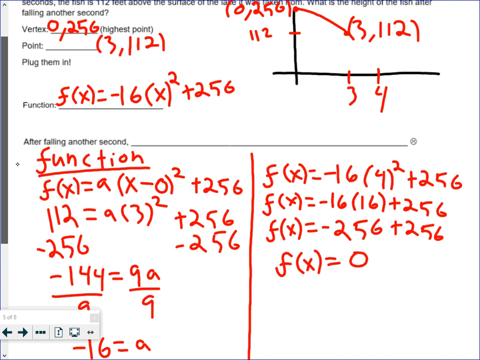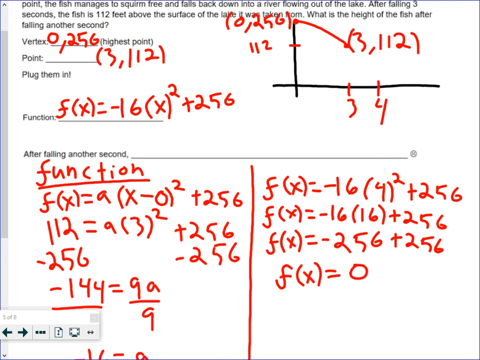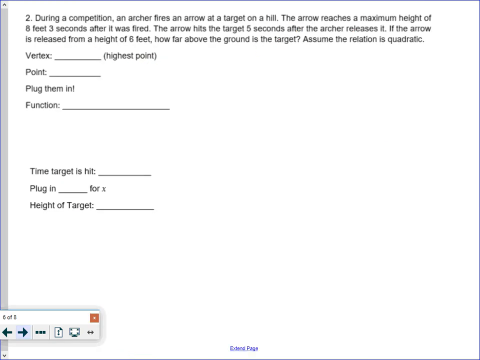So we know f of x is 0, or in other words, the height of the fish at x equals 4 is 0. So after falling another second, the fish hits the lake, or gets back into the lake, however you want to word it, but at that point it's right at the surface of the lake. Okay. So our last problem of the notes is about this archer.